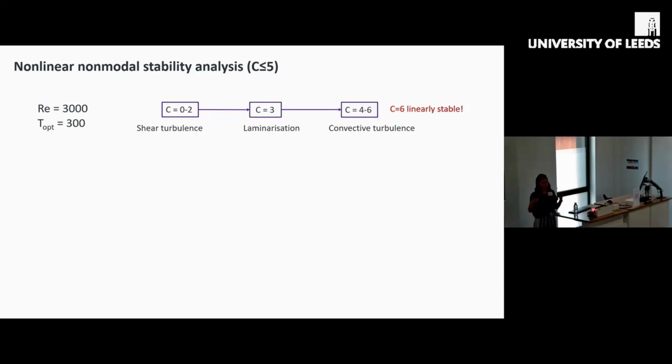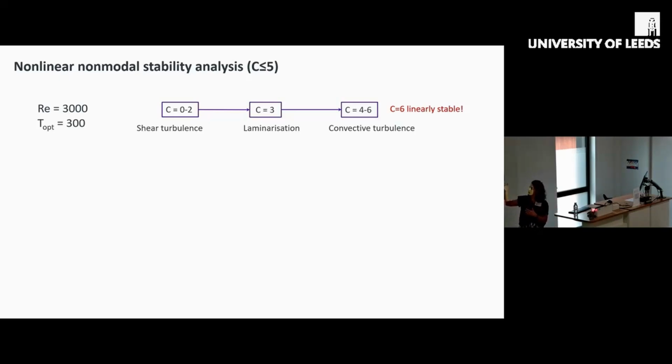We've seen that for the isothermal case, when the laminar state is linearly stable, we need to resort to nonlinear, non-modal stability analysis in order to examine the transition. And in this case, at Reynolds 3000, which is the case that we focus on, nonlinear flows with values of C between 4 and 6 exhibit flow states in the convective turbulence regime, but in the case of C equals 6, it is linearly stable. So convective turbulence is sustained, but it is linearly stable. So we solve that nonlinear optimization problem.